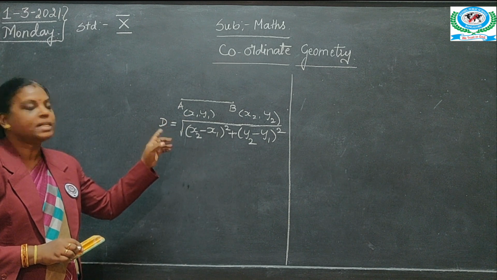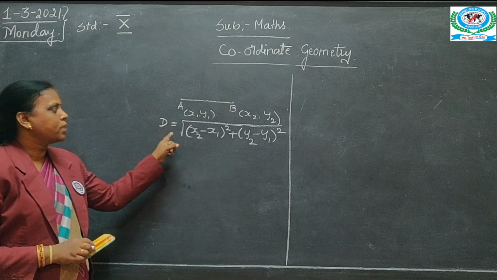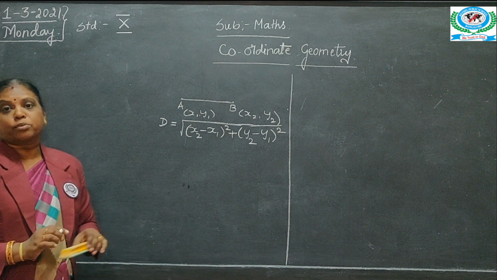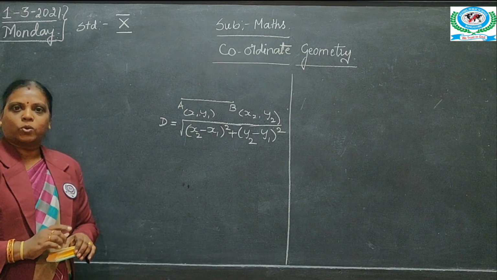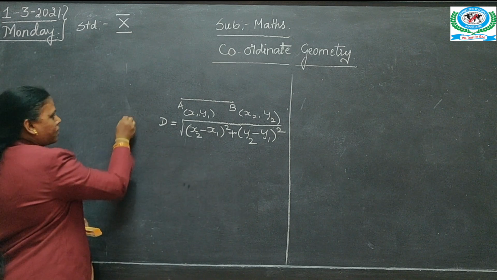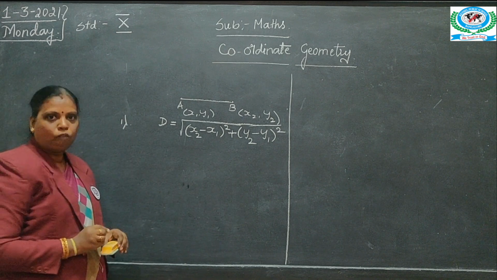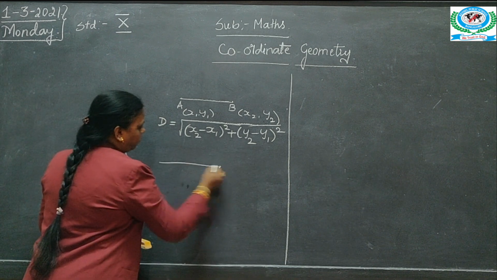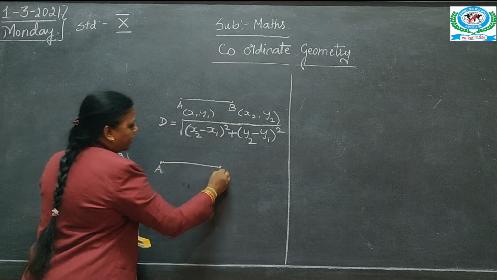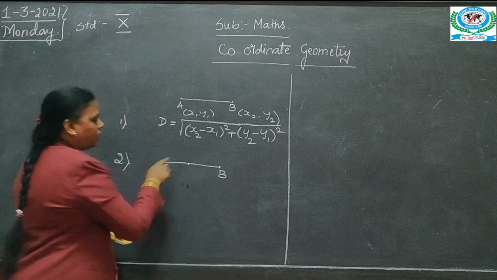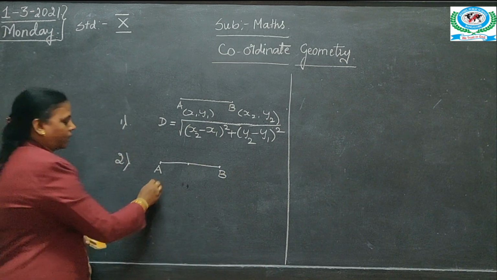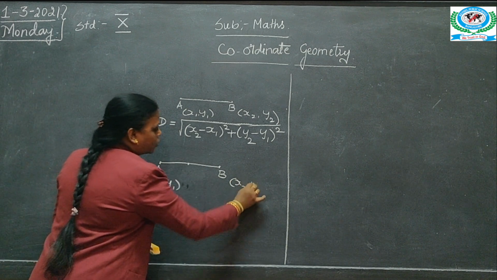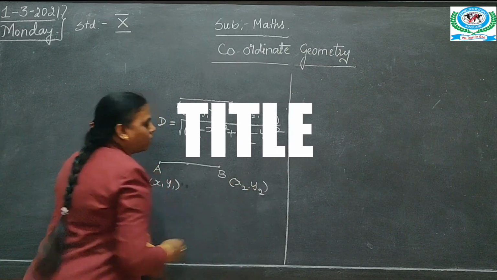So, first one is the distance formula. D is equal to square root of x2 minus x1 the whole square plus y2 minus y1 the whole square. So, first one will be your distance formula. Next one, if you want to find the midpoint of this A, B, which is x1 and y1 and this will be of x2 and y2.